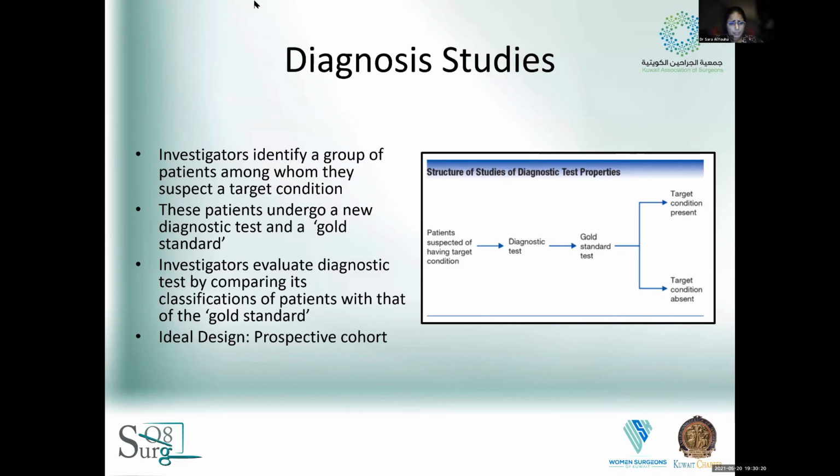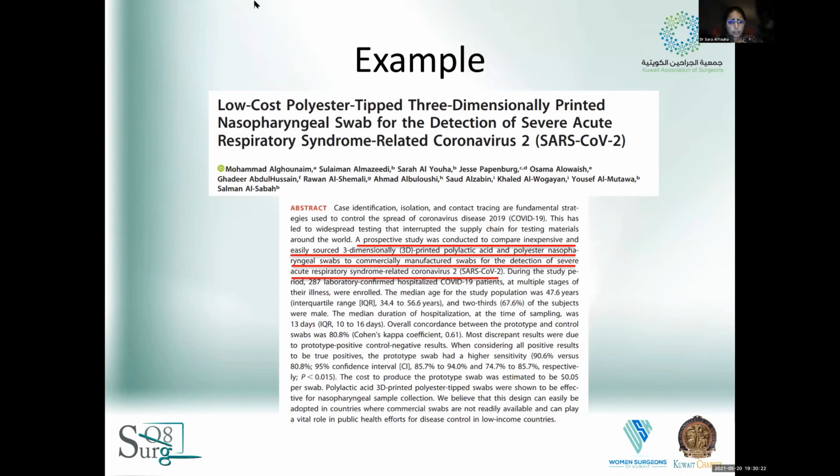An example is a study I had the privilege of being involved in, where we compared 3D printed swabs to commercial swabs for the diagnosis of SARS-CoV-2. You can see it's a pandemic, so all my examples are related to COVID-19. Basically, patients got swabbed with a 3D swab, then the commercial swab, and then we compared the two. So that's a classic design for that type of study.